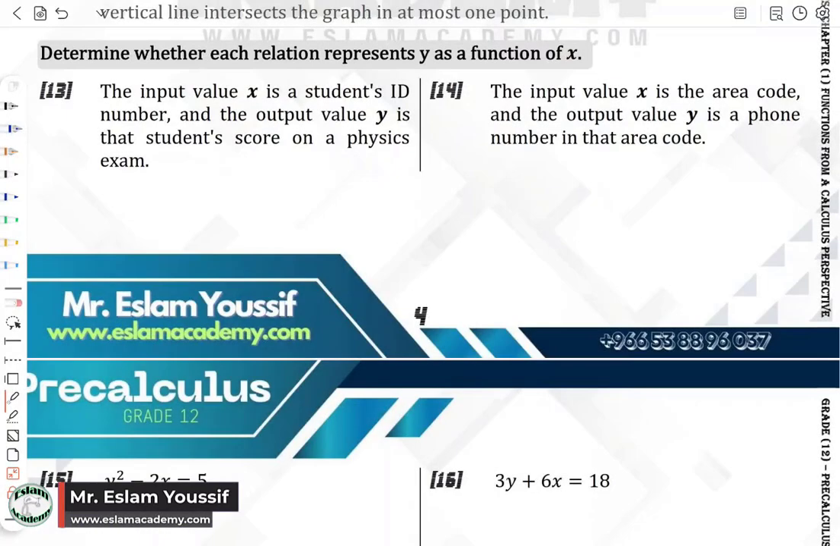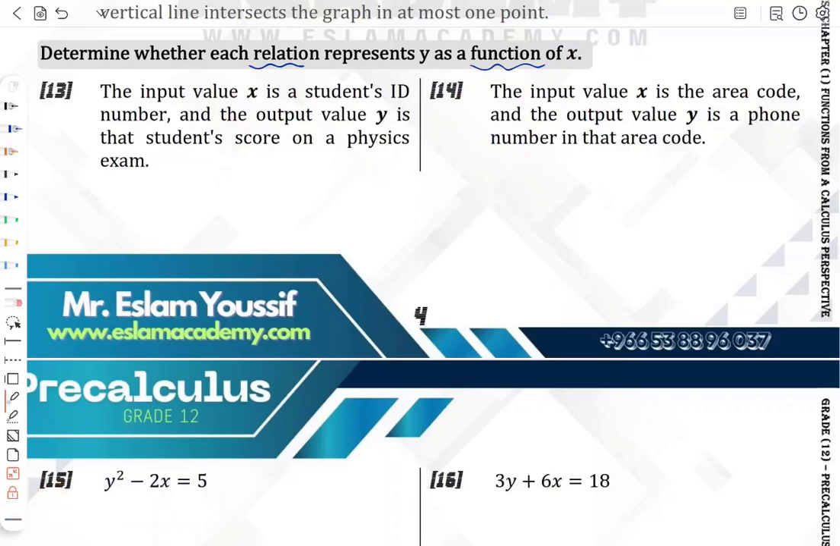In this problem, we need to determine whether each relation represents a function or not. A function is a type of relation. We can say that a function is the relation between x and y, the input and the output. For each input, there is exactly one output.